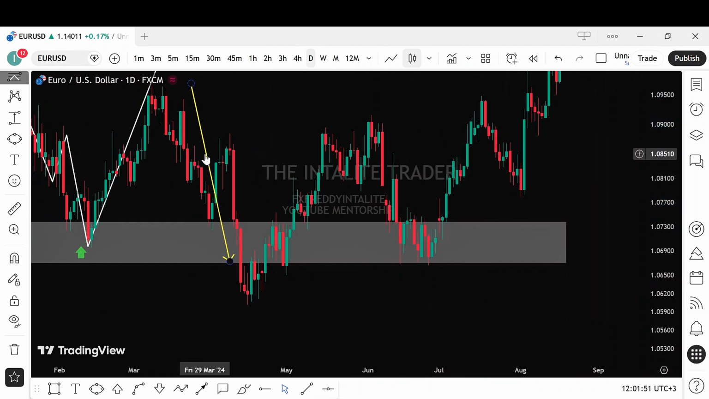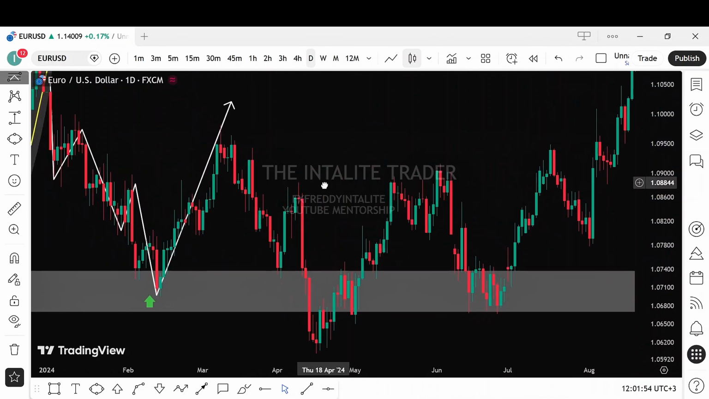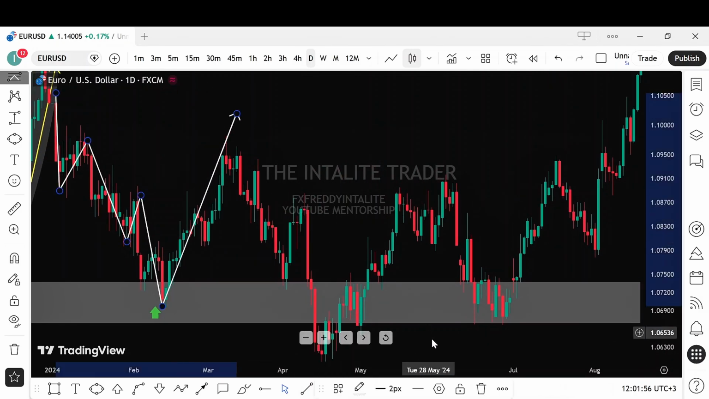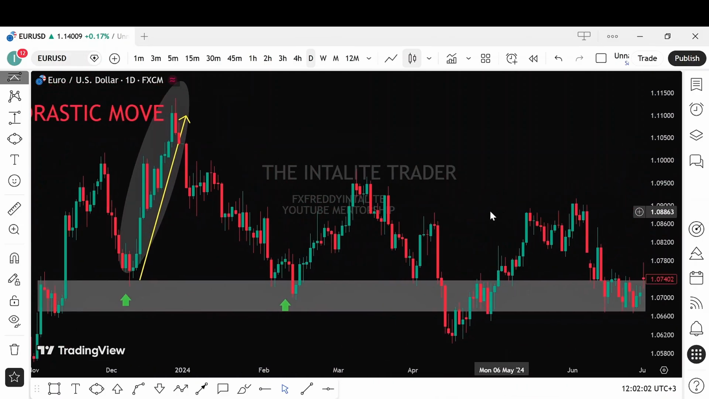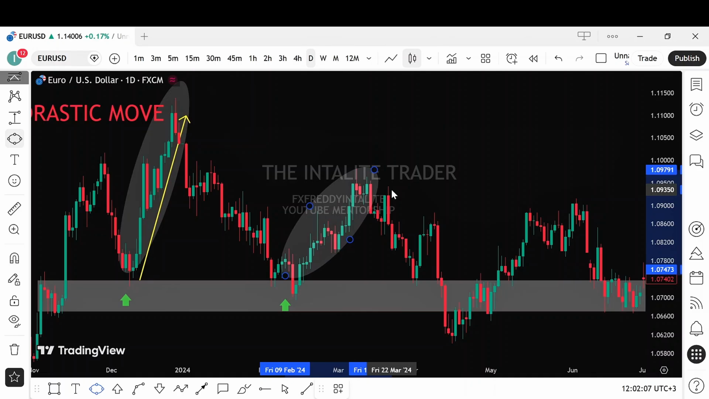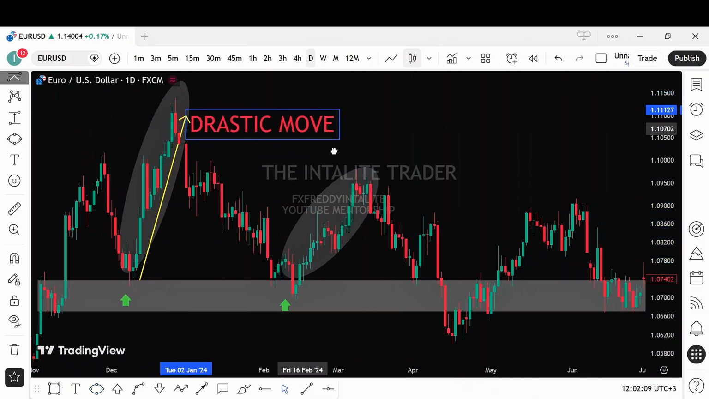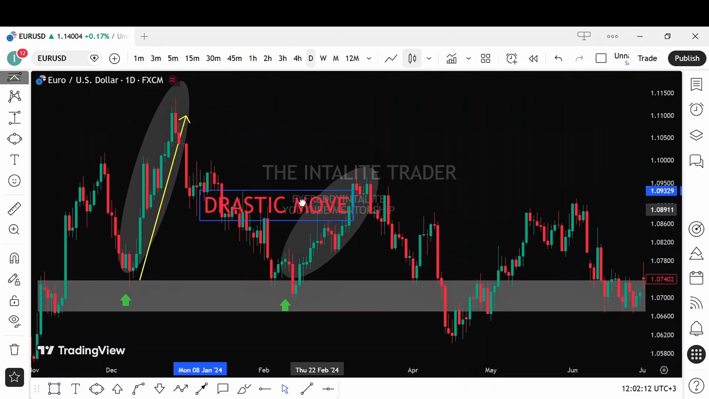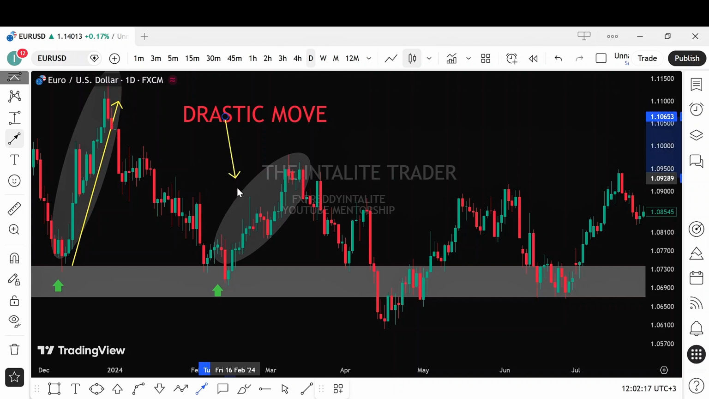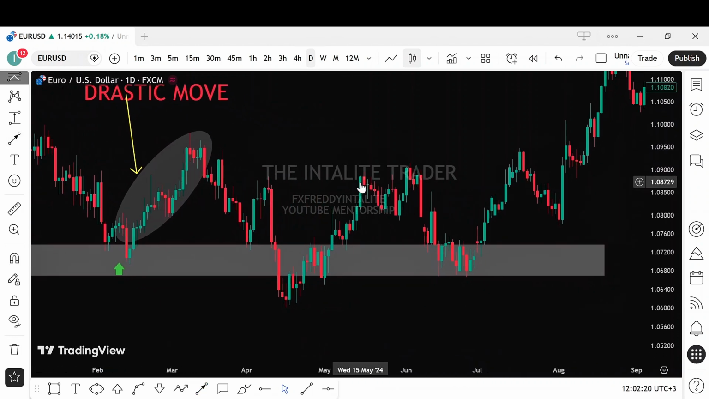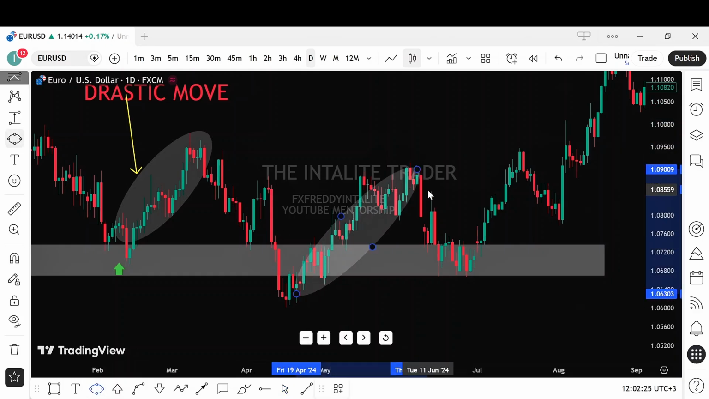So here we see price traded away from the level on different occasions. So this is a drastic move away of price here. This is our drastic move away. The same thing applies to this. Price traded away from the level drastically here. It's a drastic move.